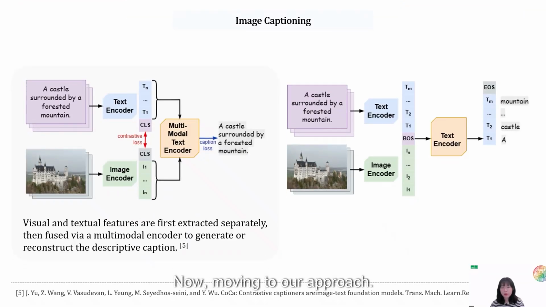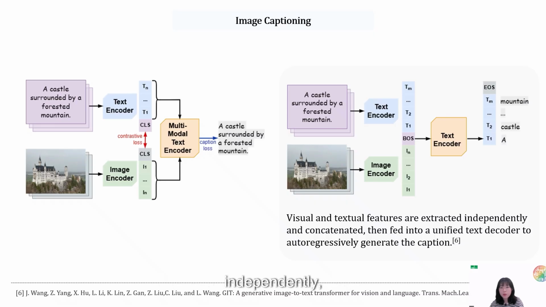Now moving to our approach, to address challenges 2 and 3, we reframe function name prediction as an image captioning problem. In this way, we can preserve word order while improving generalization to zero-shot scenarios. Here we list 2 classic patterns in image captioning. The first extracts image and text features separately, fuses them via a multimodal encoder, and reconstructs the caption. The second also encodes them independently, but concatenates the features and feeds them into a unified text decoder to generate the caption autoregressively.